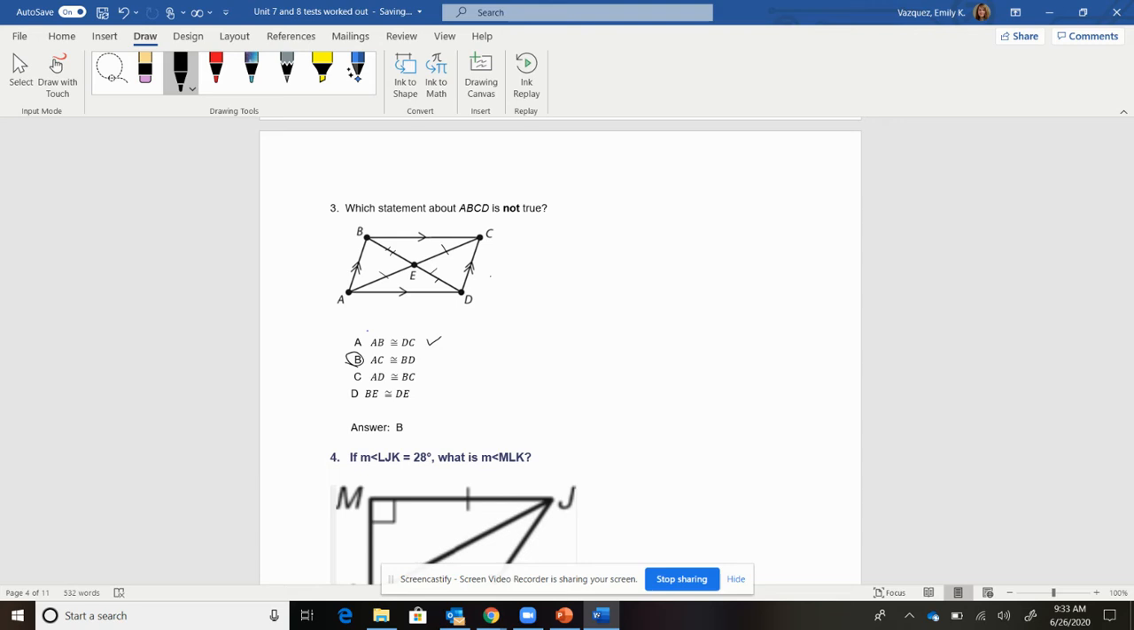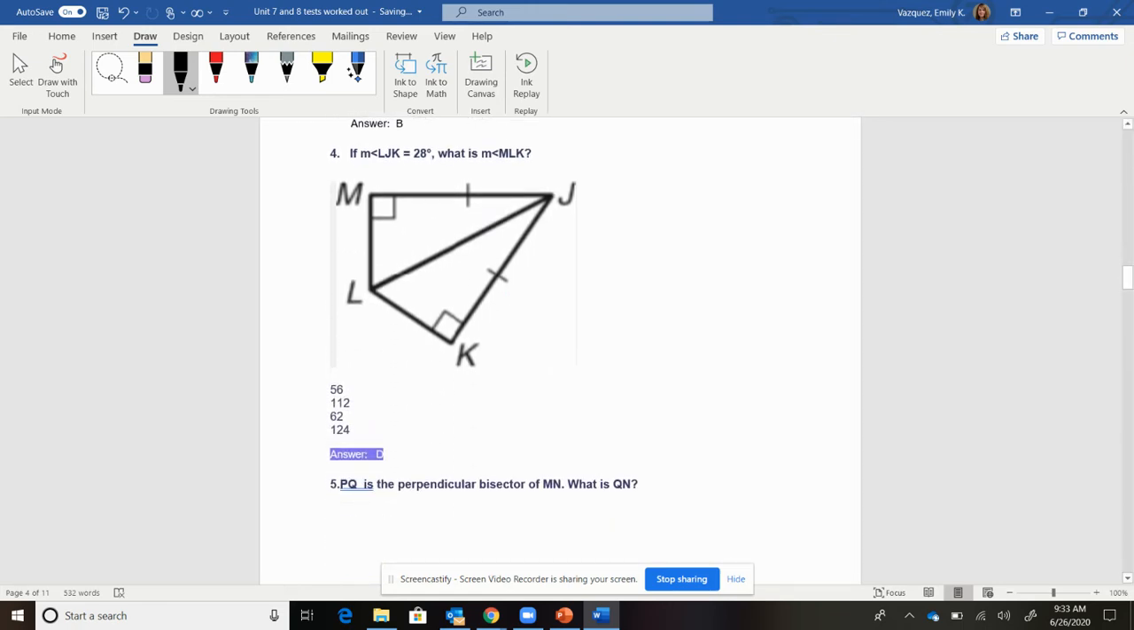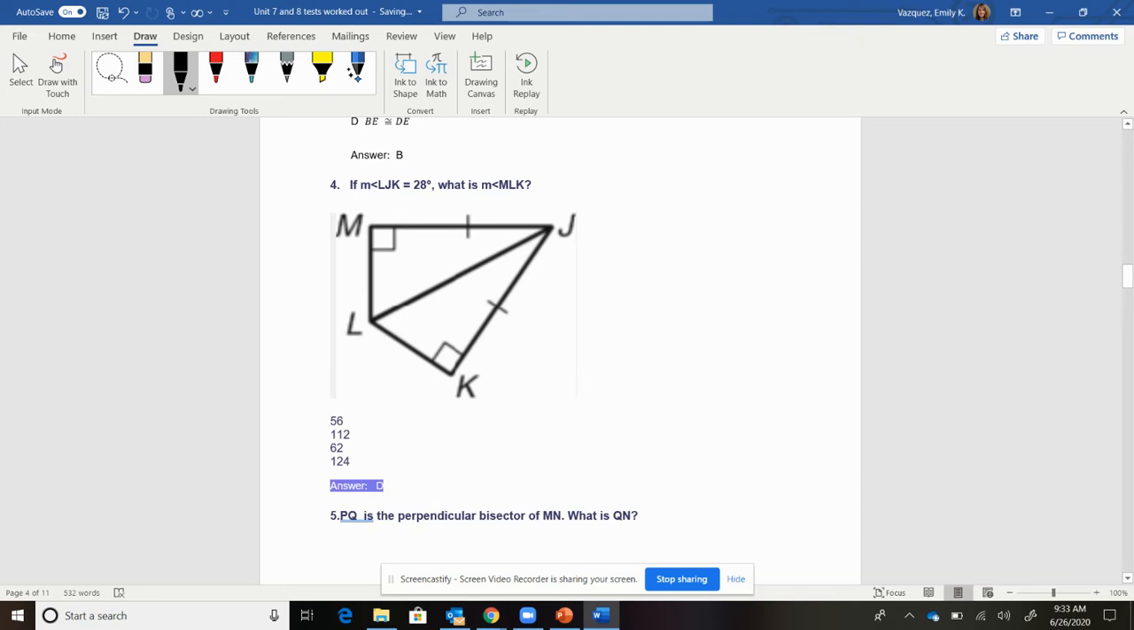AD is congruent to BC. That's true because, again, opposite sides are congruent. And BE is congruent to DE. That's also true because of the last statement that we just looked at that says that where the diagonals cross, they bisect each other. So B was the correct answer for that question. So that's the only one that's not a true statement. Okay, number 4, measurement of LJK is 28.